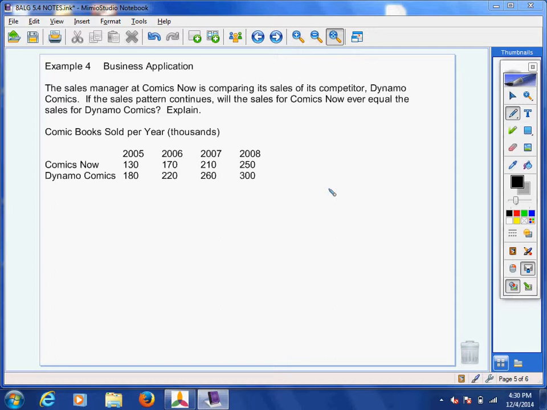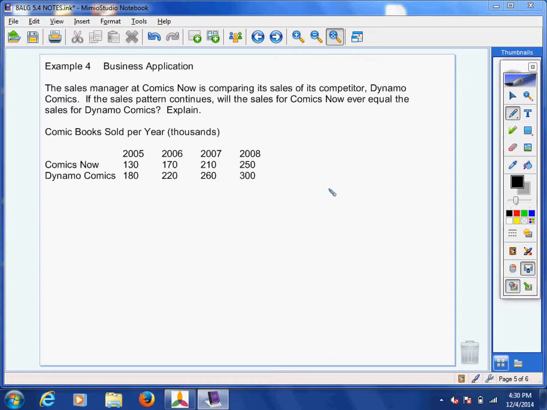Let me read the situation to you. The sales manager at Comics Now is comparing its sales to its competitor Dynamo Comics. If the sales pattern continues, will the sales for Comics Now ever equal the sales for Dynamo Comics? And then explain yourself. And so here's a chart.